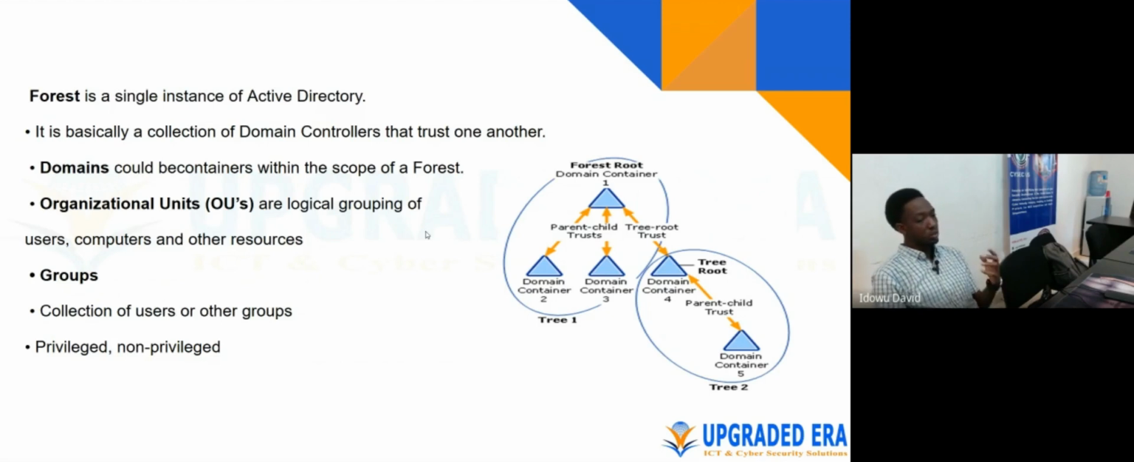Now, domains could be containers within the scope of a forest. Of course, a domain is part of a forest. Now, an organizational unit, popularly called OUs, are logical groupings of users, computers, and other resources. Most times, a group of users can be called an organizational unit. A group of computers, printers, files can also form an organizational unit. A group is a collection of users or other groups, can either be privileged users or non-privileged users.